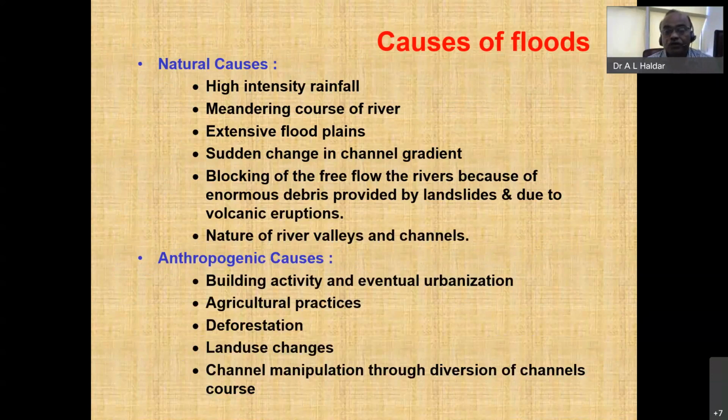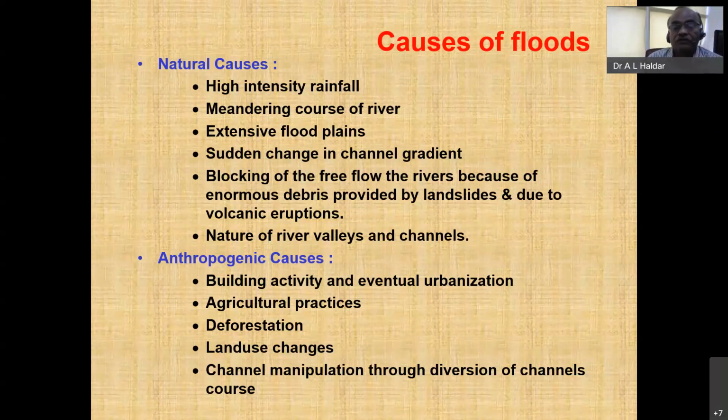Causes, you should know: high intensity rainfall is the major cause, and the meandering process of rivers. What Dr. Real was telling is meandering. If the rivers are meandering, especially in eastern UP, that happens. Maximum rivers are meandering, and in those places it is taking place. Even sometimes erosion was taking place, and even the boundaries, on one side of the river, after the flood, were changing location.